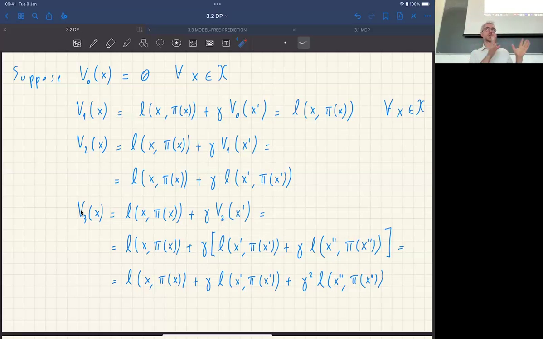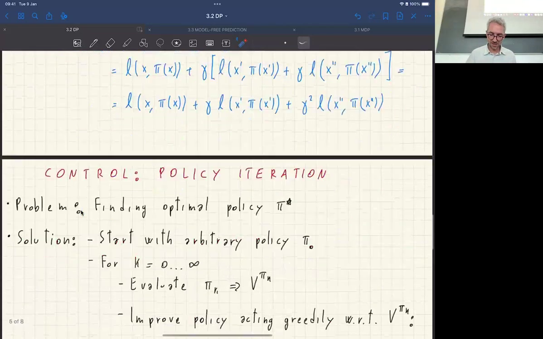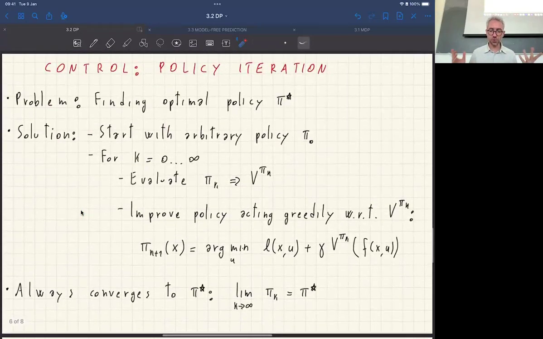And with this, we have solved the first problem, the easy one, the prediction problem. So given a policy, find the value of that policy. Now we need to solve the more interesting problem, which is given a Markov decision process, find me the optimal policy. That's the so-called control problem. And here we're going to see two main algorithms for solving the control problem. One is policy iteration. The other one is value iteration. So let's start with policy iteration.